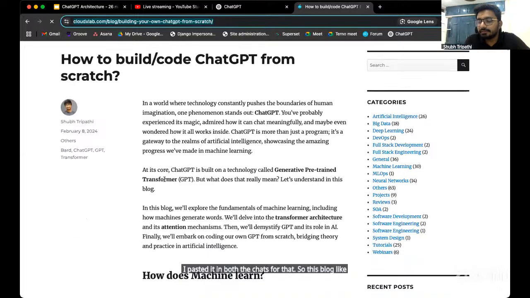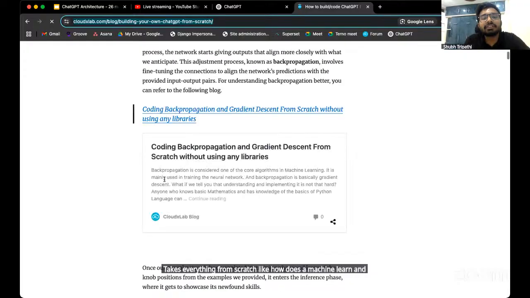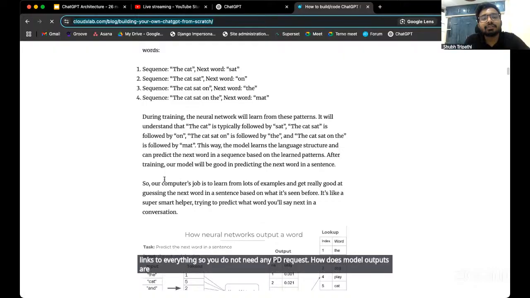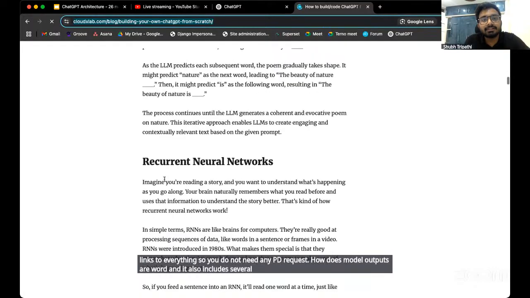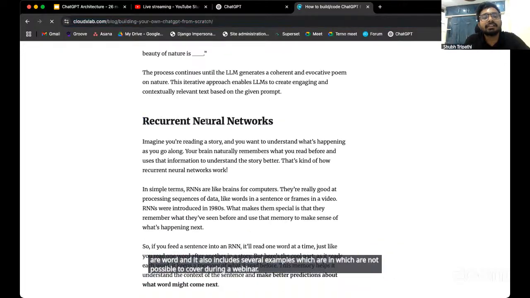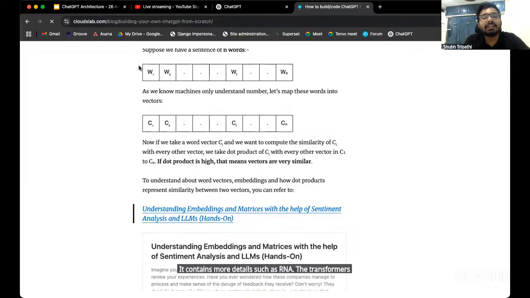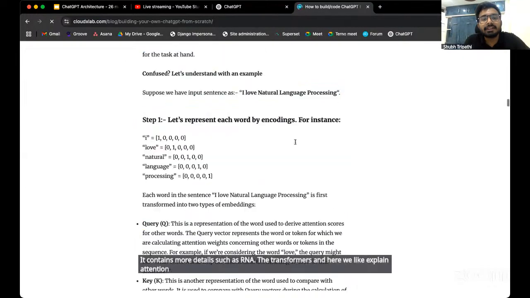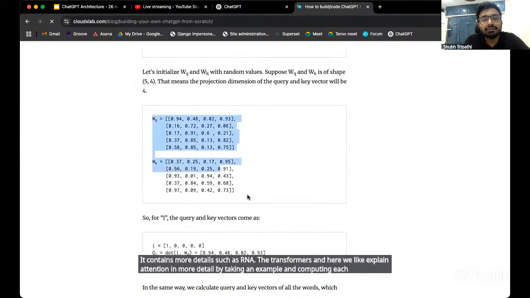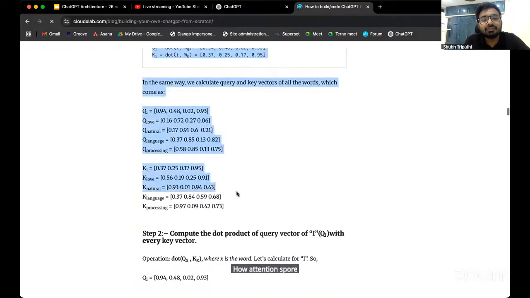This blog takes everything from scratch, like how a machine learns, and it has proper links to everything. So you do not need any prerequisites. It explains how the model outputs a word, and it also includes several examples which are not possible to cover during a webinar. It contains more details such as RNNs, then transformers, and we explain attention in more detail by taking an example and computing each thing, like how WQ and WK look, how the attention score looks, what we actually do, everything.